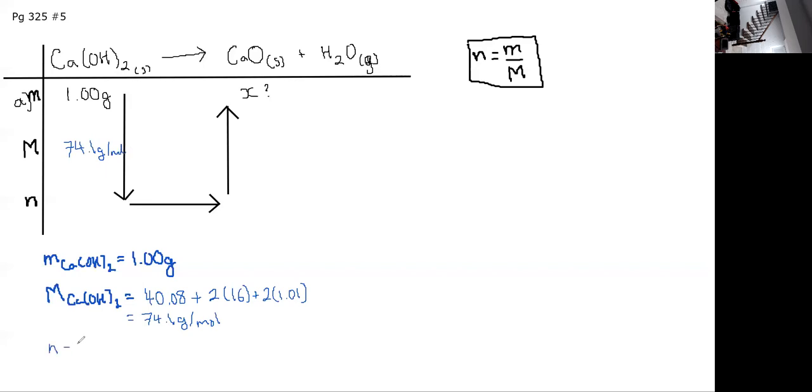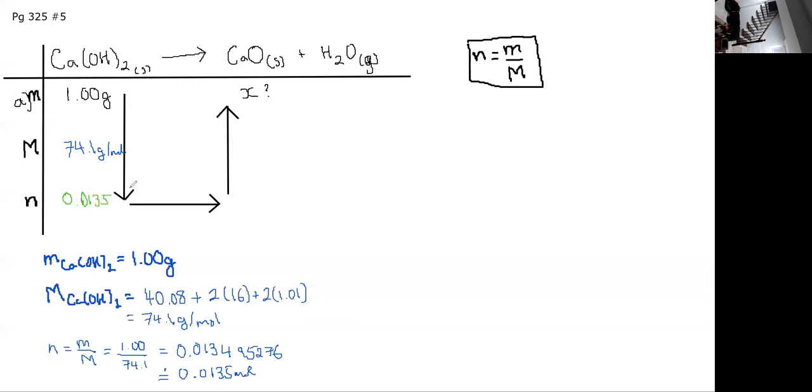And n is equal to mass over molar mass, which is 1.00 grams over 74.1 grams per mole, which gives you 0.013495276, which is approximately 0.0135 moles. I'm going to use a different color and plug that in. This belongs right here. Good job.